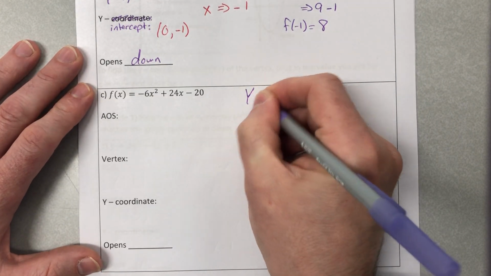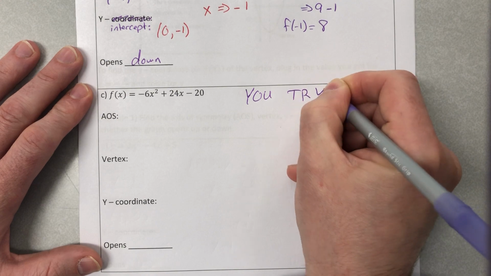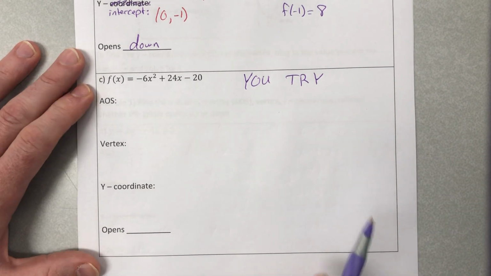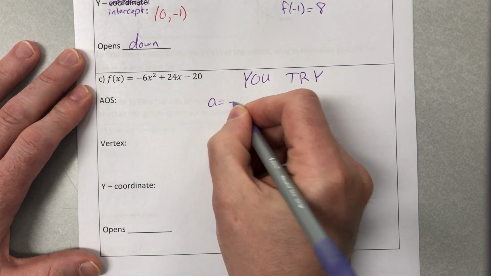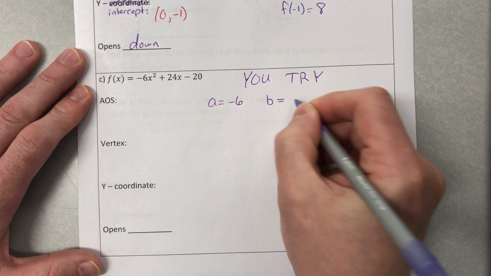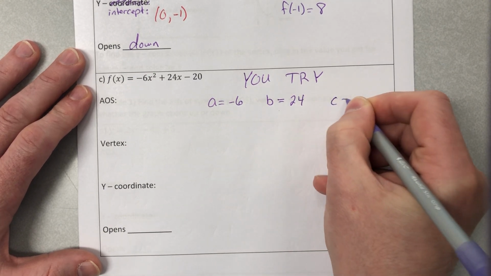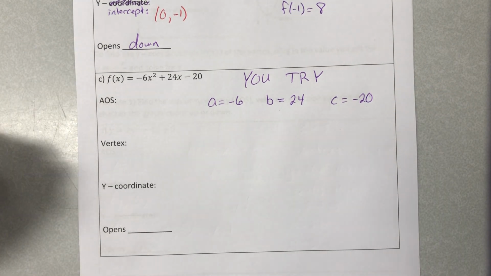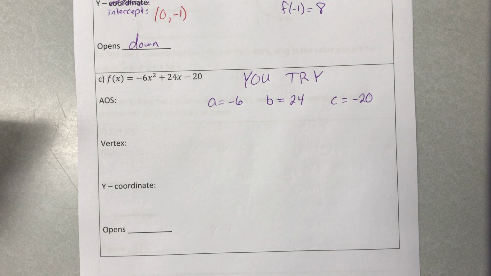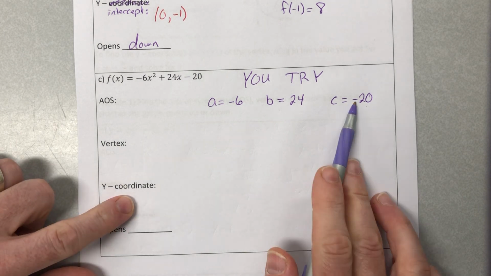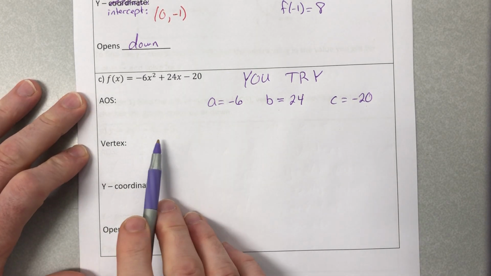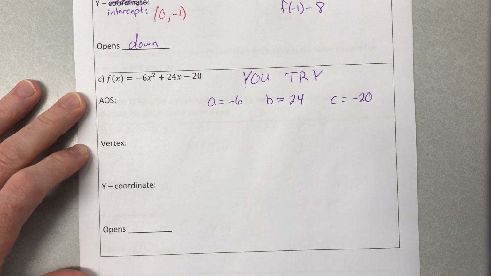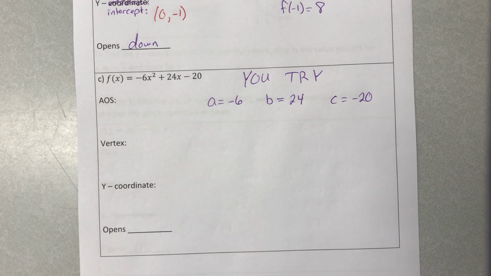This last one is going to be a u-try. As you go through and do this, I would suggest starting off by saying your A is negative 6, your B is 24, and your C is negative 20. You're going to follow the same steps of finding the axis of symmetry. Once you get that, plug it in to get your y-coordinate of your vertex. Remember your y-intercept is negative 20, or your c value, sorry, I just gave you the answer to that one, and you can tell if it opens up or down.